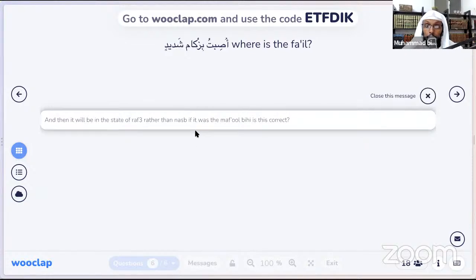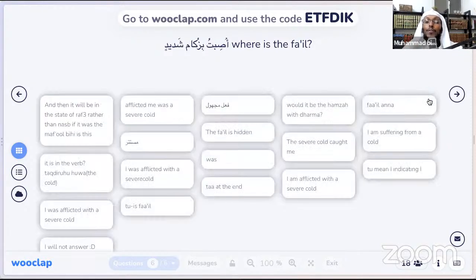And then it will be in the state of rafa' rather than nasb if it was maf'ulun bihi. Is this correct? Yes. The naib fa'il is always in the state of rafa'. As a matter of fact, my dear brothers and sisters, let me make life easy for you. State of rafa' is only 4 things. واضح? State of rafa', marfu', is only 4 things: مبتدا, خبر, فاعل, naib fa'il.